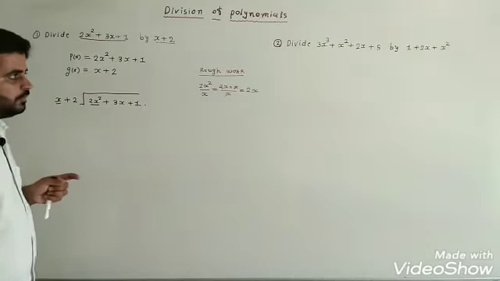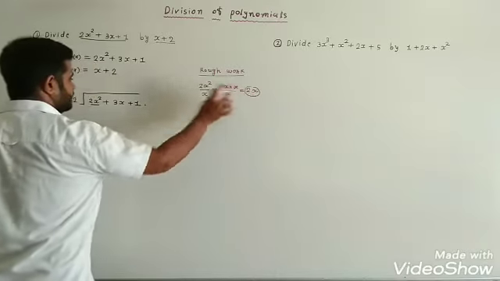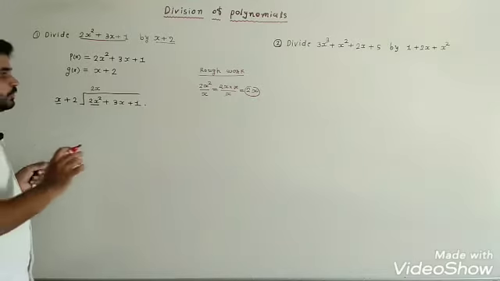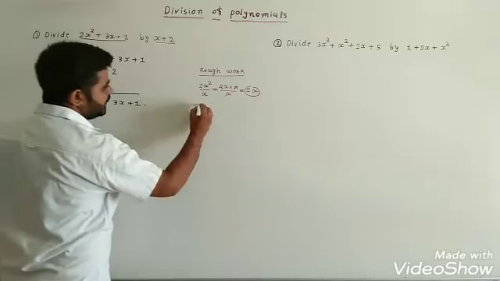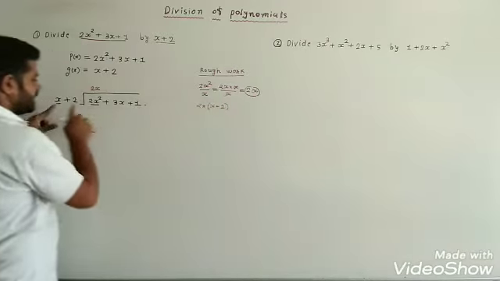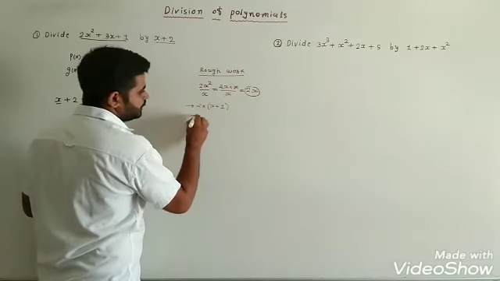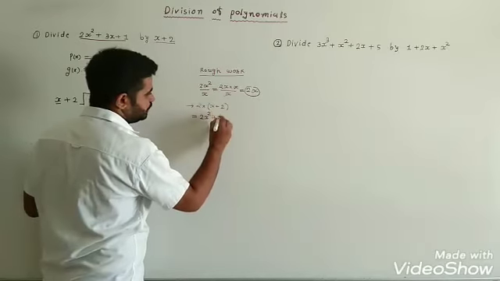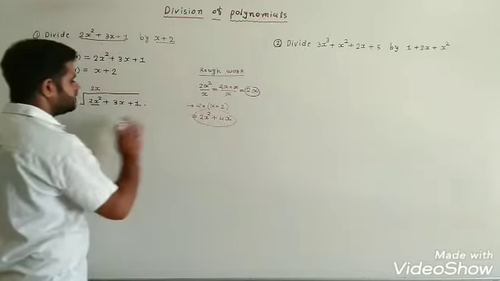Okay, now I have to start the division with this 2x. I have to put this 2x here. Now 2x into this whole divisor. So we have 2x into this whole divisor means what? X plus 2. If we simplify it, then we have 2x into x, 2x square, plus 2x into 2 means 4x. Understand? So I have to write these two terms here.